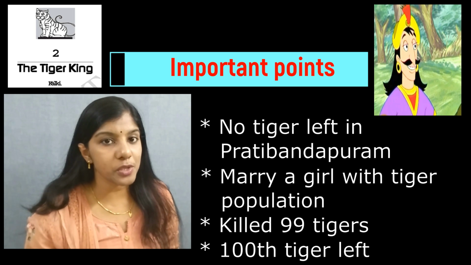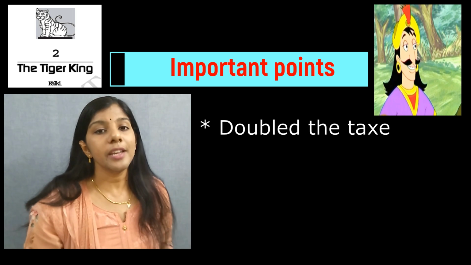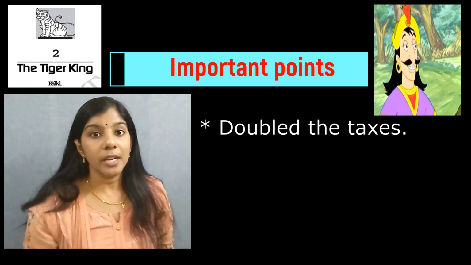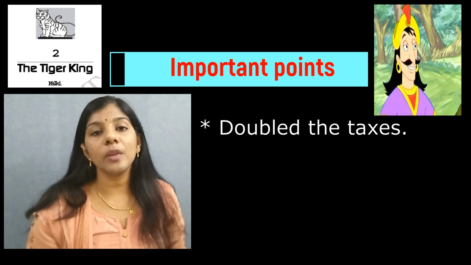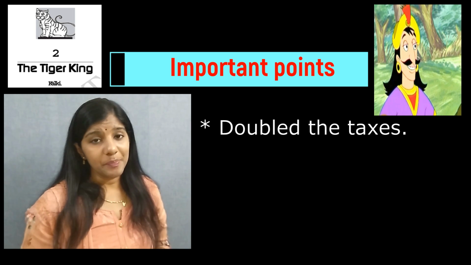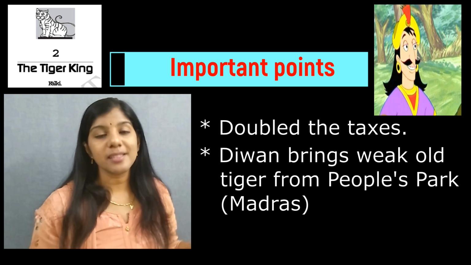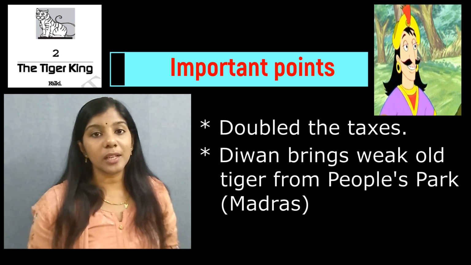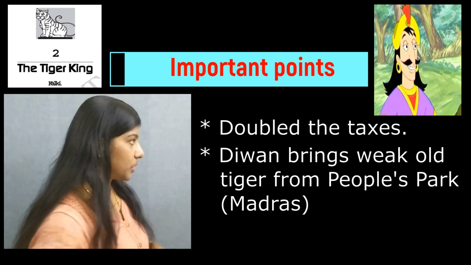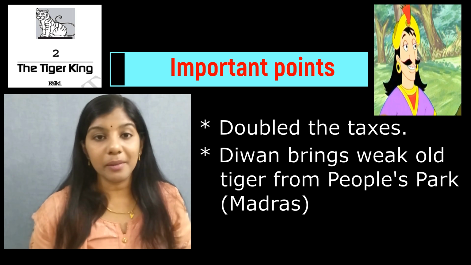He threatened the Diwan of his court that if he did not find the 100th tiger, he was going to double the taxes. This scared our Diwan a lot. There was no tiger to be seen, and our Diwan was so worried and tense. Diwan Sahib got a wonderful idea. He brought a week-old tiger from People's Park, Madras, dragged the tiger onto the car and placed it in the jungle so that the Maharaja could shoot it. The tiger was placed in a manner that the Maharaja could see it and make it a target.